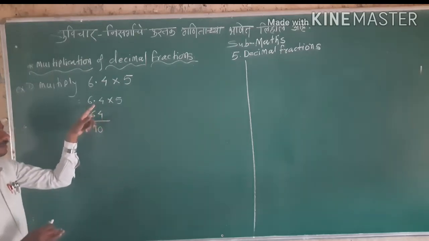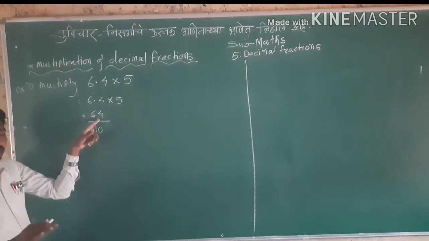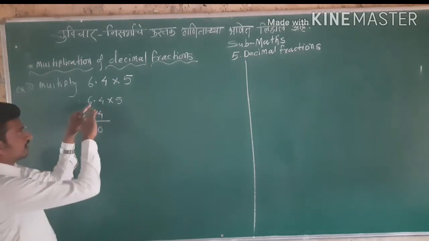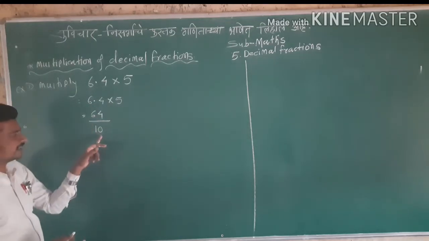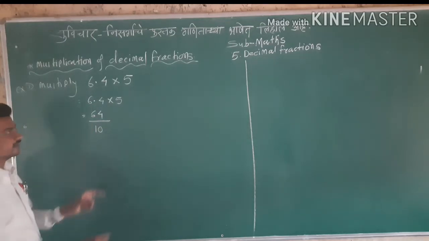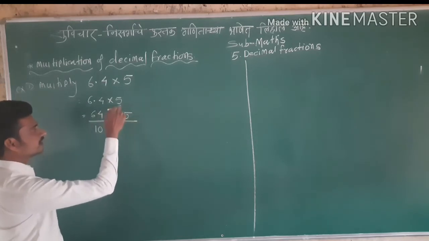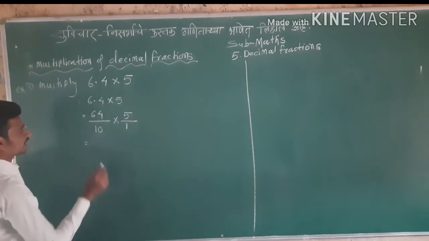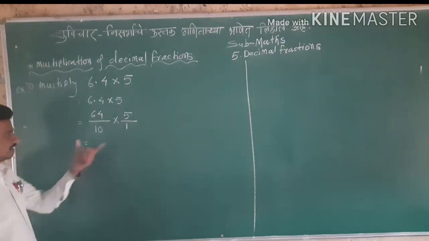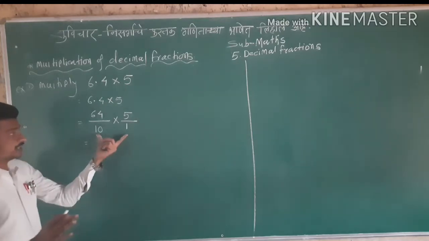6.4 in decimal form is written in numerator and denominator form. After the decimal point there is 1 place, so we write the denominator 10. Into 5 as it is, with no number below the 5, which means there is 1. That type of example we solved in the fourth lesson, operation of fractions.